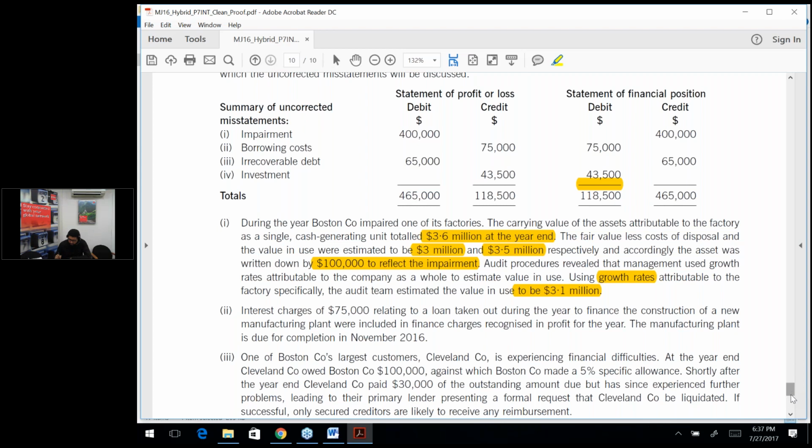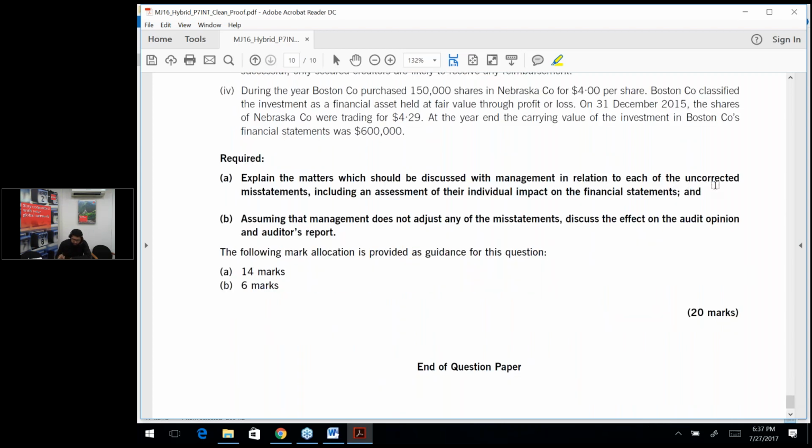Now, what is the requirement of the question? The requirement is to explain matters which should be discussed with management in relation to each of the uncorrected misstatements, including an assessment of their individual impact on the financial statements. Assuming that management does not adjust any of the misstatements, discuss the effect on the audit opinion and the audit report. Now, when it says the individual impact, let's just talk about it.